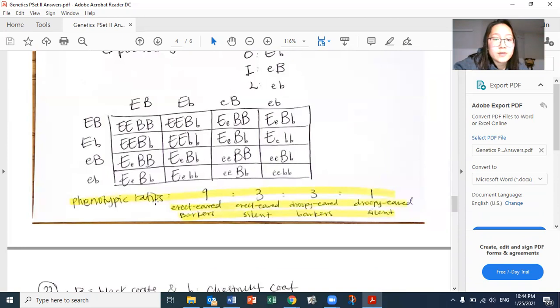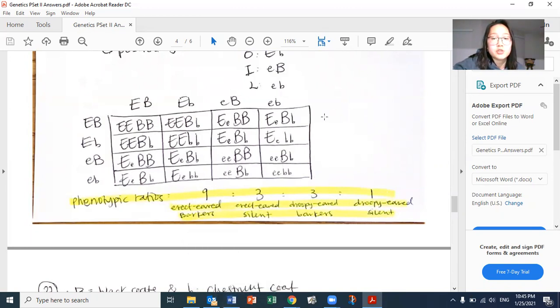Okay, so our phenotypic ratios that come out of this would be 9 erect-eared barkers, right? Anything that has a capital E and a capital B, even just one of both, okay? We have 3 erect-eared silent, which means that there's a capital E, but there's 2 lowercase b's. We have 3 droopy-eared barkers, which means that we have lowercase e's, but at least one of the B's is capital. And then we only have 1 that's a droopy-eared silent trailer, which would mean that we would have lowercase e's and lowercase b's. Okay, so that would be our phenotypic ratio that comes out of this cross.